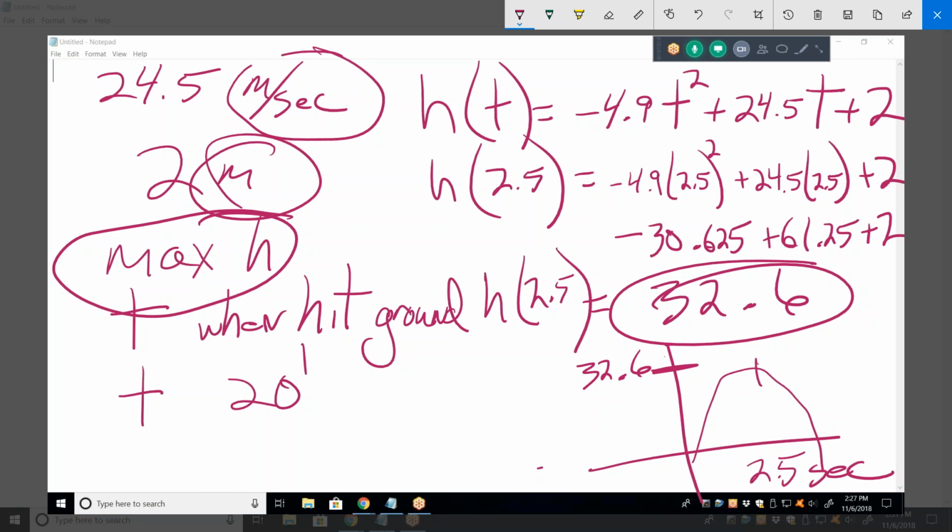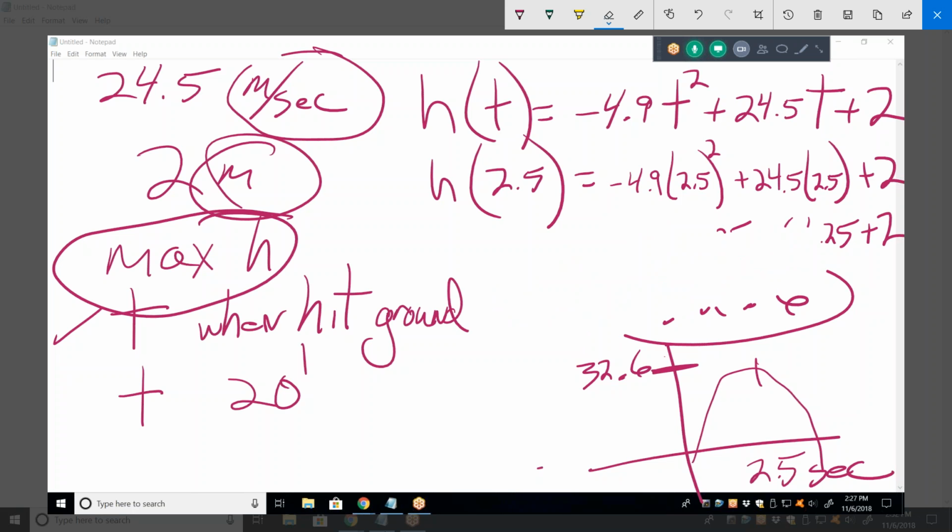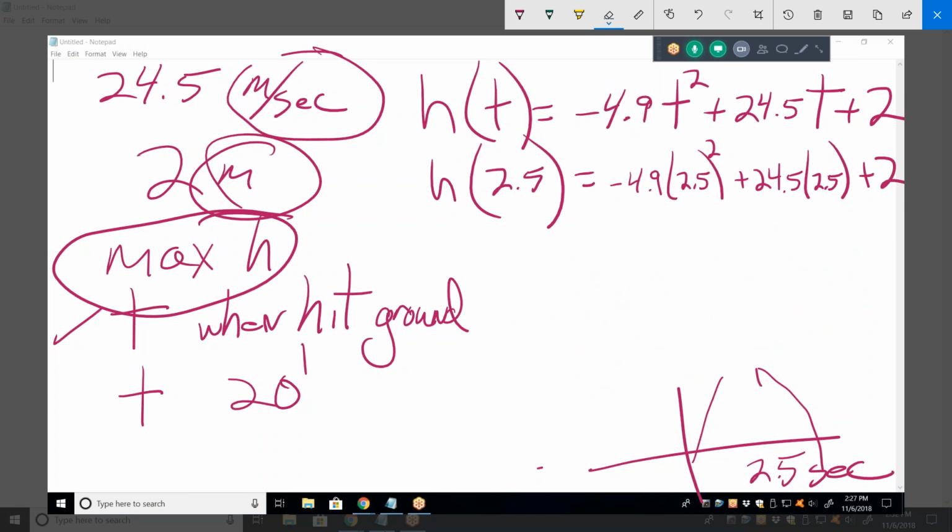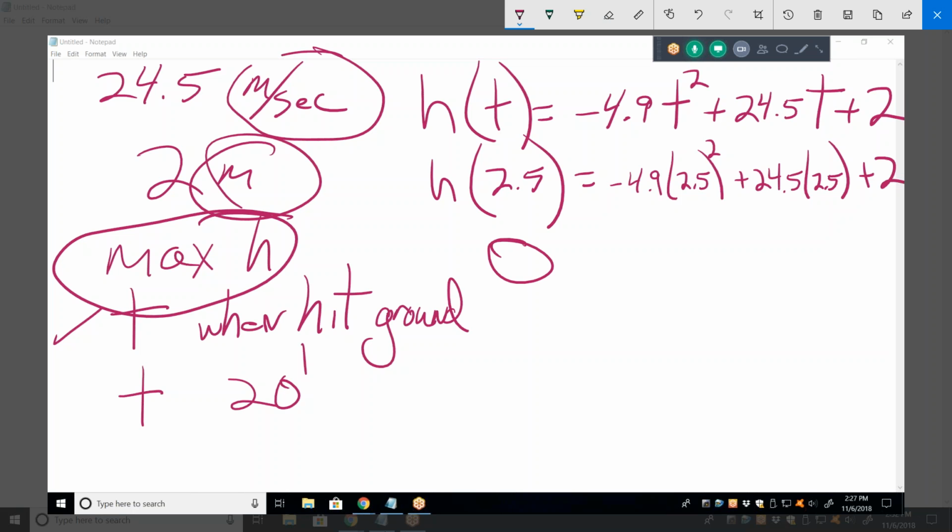Okay. Now, when does it hit the ground? At what time? What is its height going to be when it hits the ground? Aha. So h of t has to be 0. In other words, there's two spots where h of t is 0. One is right before you throw the ball up, but the other one is when it hits the ground. So the height is 0 when it hits the ground. So what I have to do is solve this equation.